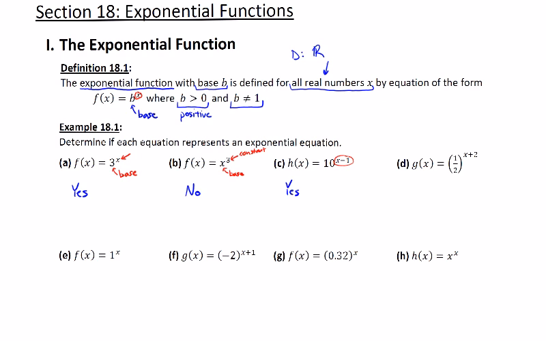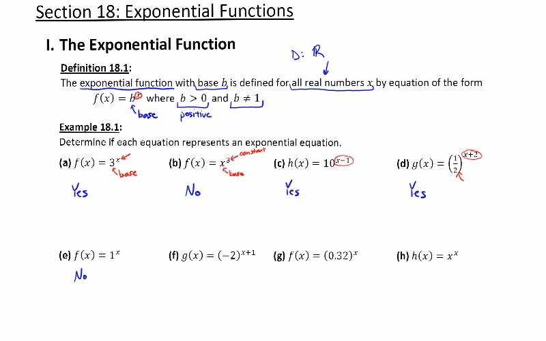Part D, we have g of x is equal to 1/2 raised to the x plus 2. This also is going to be perfectly fine. This is exponential. We have the variable located in the exponent, and the base, 1/2, is positive, and the value is not 1. So we're good to go there. On part E, 1 raised to the x. That's the one thing we don't want. We definitely don't want the base to be 1, so this does not qualify as being an exponential function.